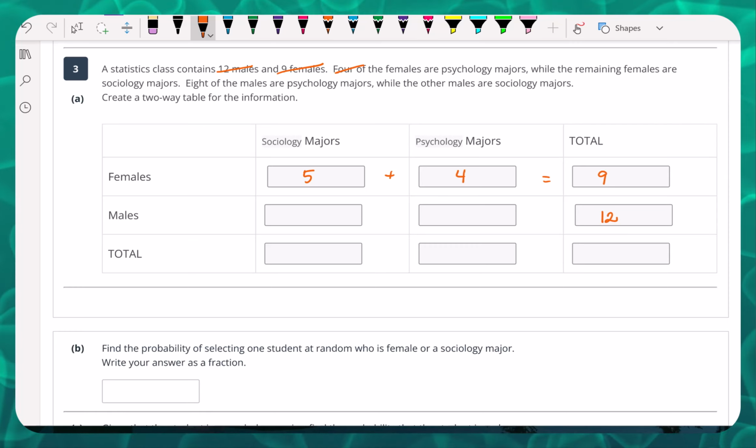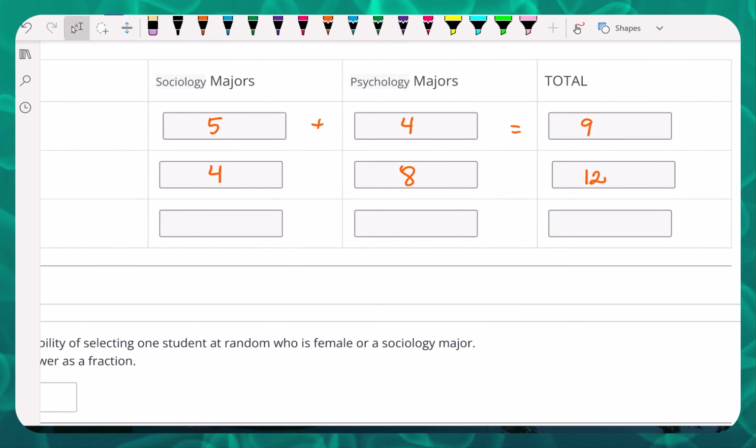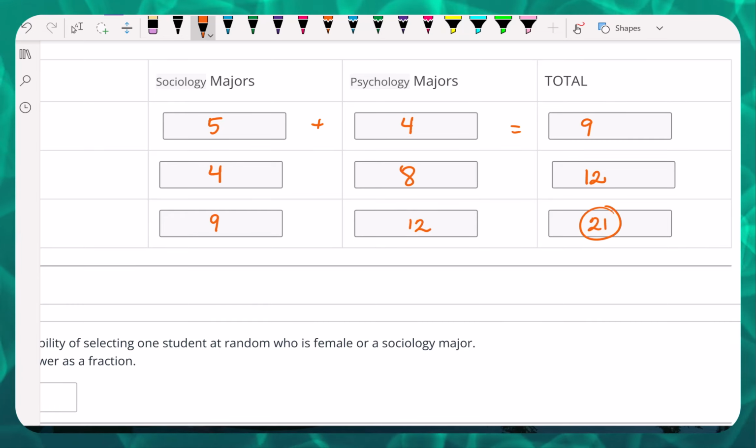8 of the males are psychology majors. So where's psychology? 8 of the males. So what plus 8 gives you 12? 4. It says create a two-way table. All right, that's what we're doing. Okay, so if I'm going to add up the sociology majors, I'm going to get a total of 9. Psychology majors would be 12. And then everybody all together is going to wind up being 21 total.